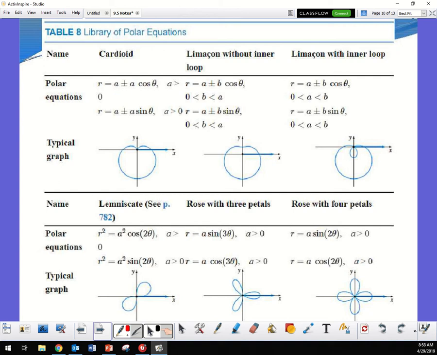Then for these next ones right here, we're going to have a double angle or a triple angle or something like that. So it's going to give me how many loops I'm going to get in there.